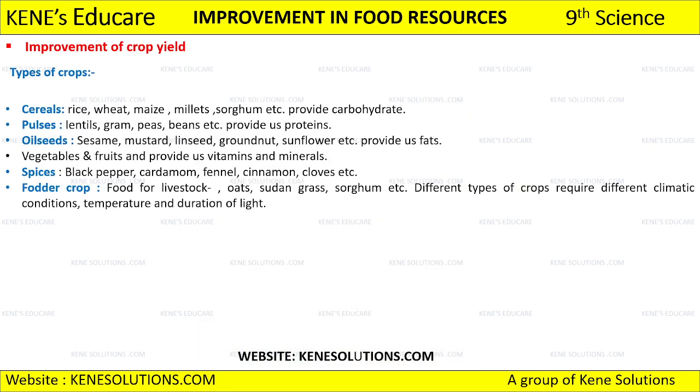After this, we discussed improvement of crop yield, and under this we discussed the types of crops, where we had cereals, pulses, oil seeds, spices, and fodder crops. These are the different types of crops that we have, right? I want each one of you to please go through it, because you can get questions like write some cereals, write some pulses, write some oil seeds and so on. So please go through it quickly.